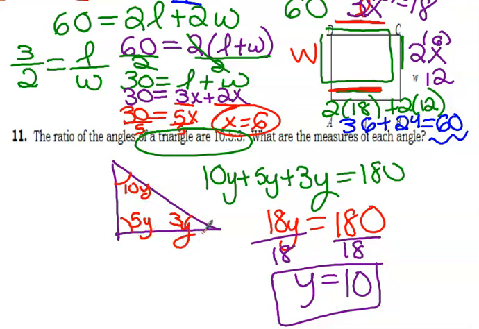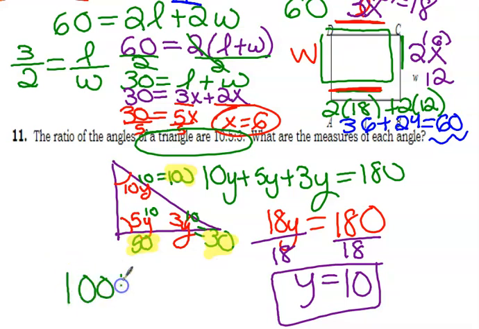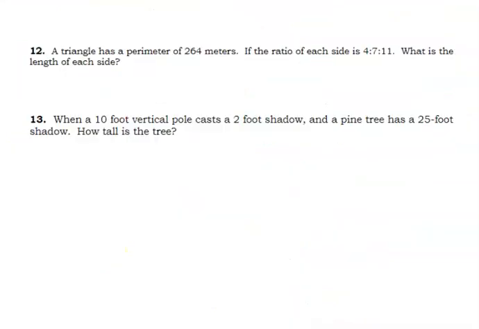Because again, it's a ratio. So 10 times 10 is 100. 5 times 10 is 50. And 3 times 10 is 30. Did those add up to 180? Yes, indeed. All right, so what's the measures of each one? So we've got 100, 50, and 30. Perfect.